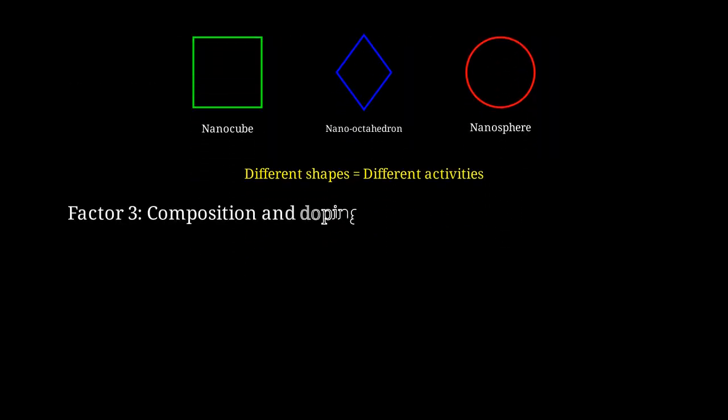Factor 3 is composition and doping. Introducing small amounts of a second or third metal can dramatically enhance performance. These dopant atoms can modify electronic structure, create new active sites, or prevent catalyst poisoning. Factor 4 is metal support interactions. The support material isn't just a passive scaffold. It can donate or accept electrons, stabilize specific nanoparticle geometries, or even participate in the catalytic mechanism.